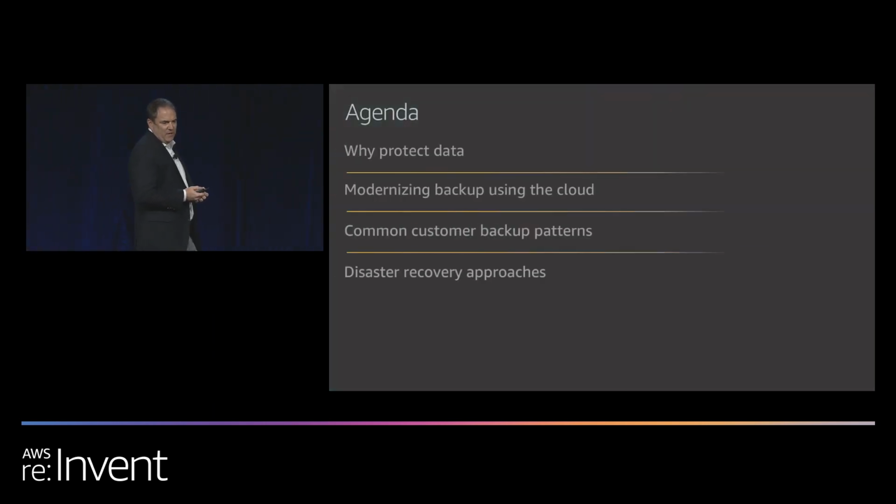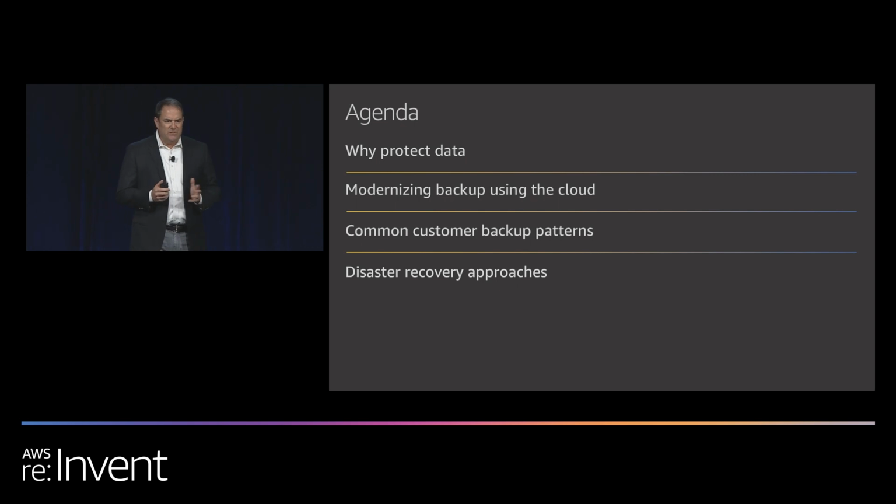So let's jump into the overview for today. First, we're going to talk just a little bit about why we protect data in the first place, just to lay a little bit of groundwork. We're going to talk about modernizing your backup using the cloud and some approaches that you can take in order to do that. We're going to talk about some common backup patterns. So this is both how customers are using native AWS services to perform backups, as well as our partner ISV backup partners and some of the architectures that those ISVs support, and how customers are deploying those solutions for their backup. Then we're going to talk a little bit more specifically about disaster recovery approaches.